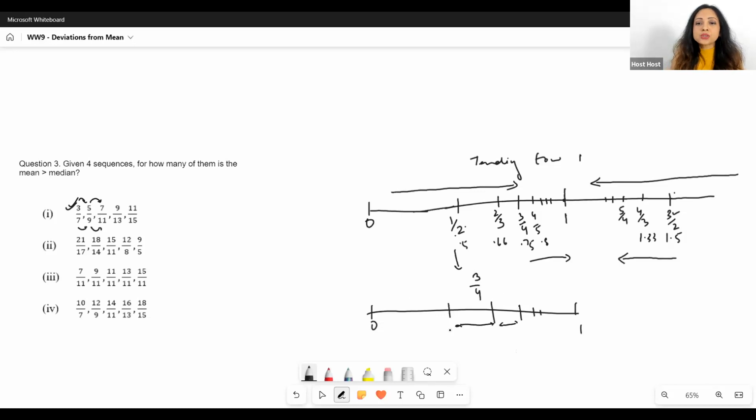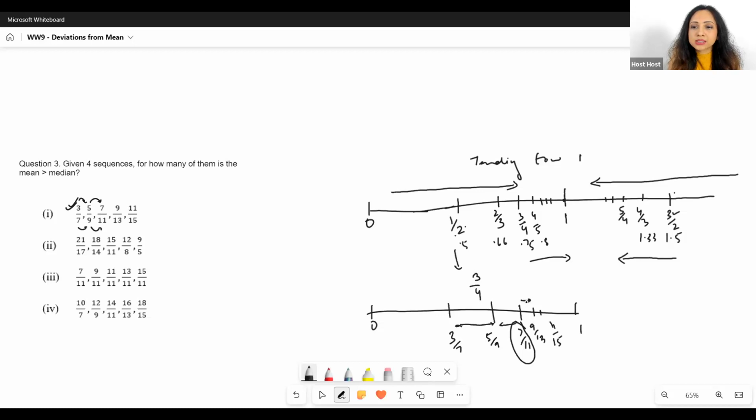Okay. So now when I have placed, let's say 3 by 7 and 5 by 9 and 7 by 11 and 9 by 13 and let's say 11 by 15 on the number line, I know the median. Where is the median? It is the middle value. Median is just simply the middle value. So it will be 7 by 11. But what about the mean? Where will the mean be? Look, mean will not be at 7 by 11, right?